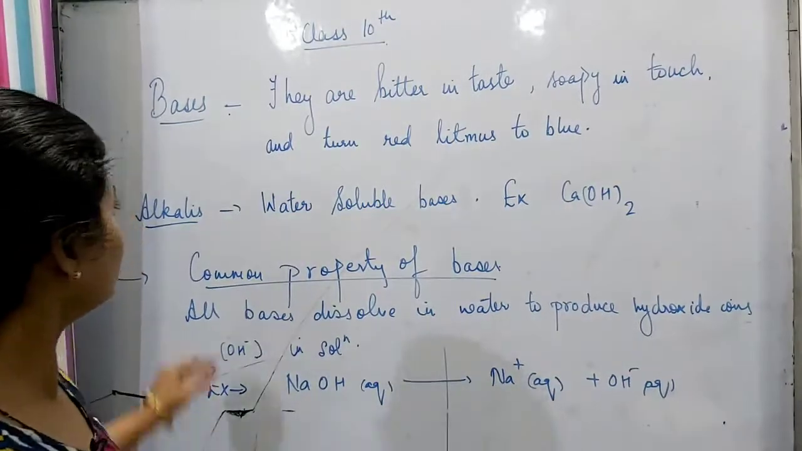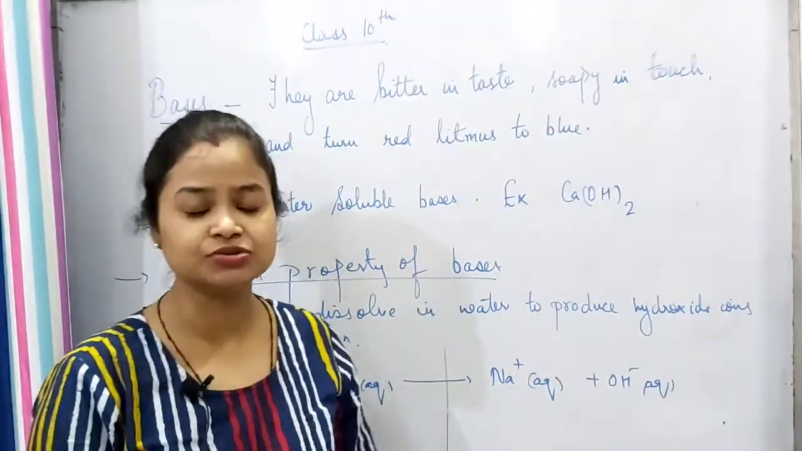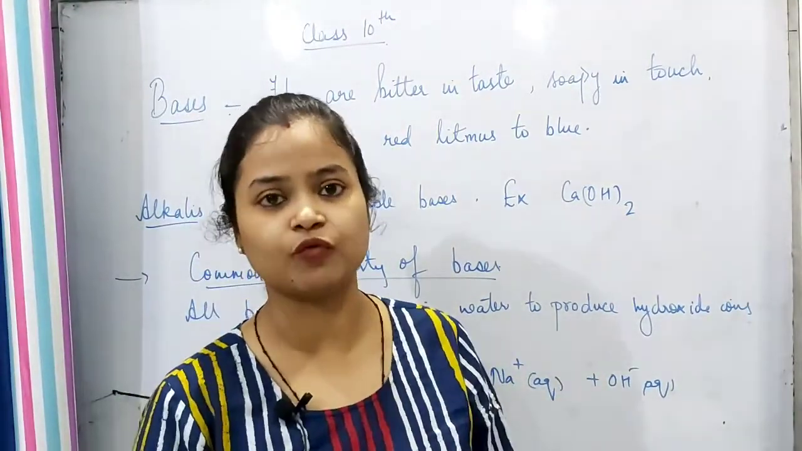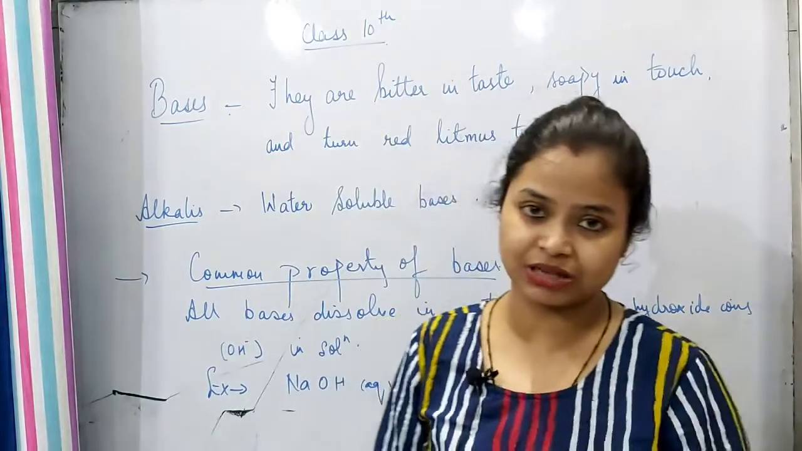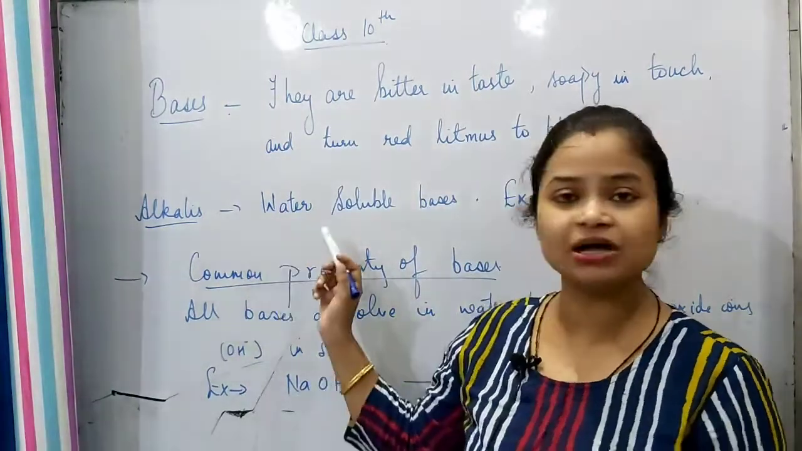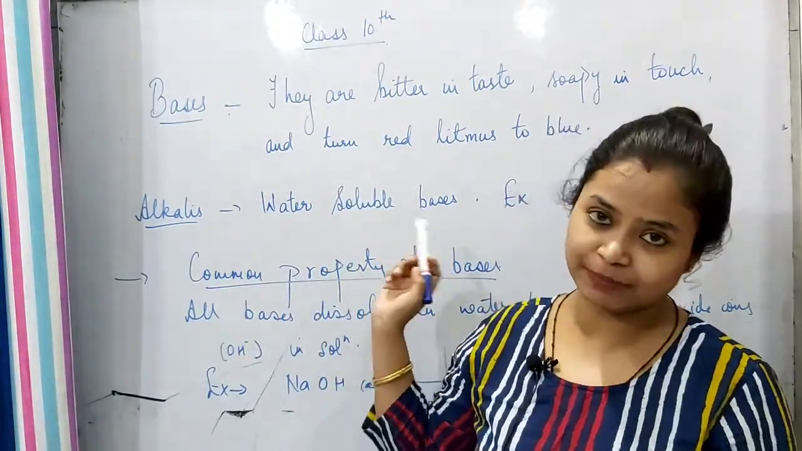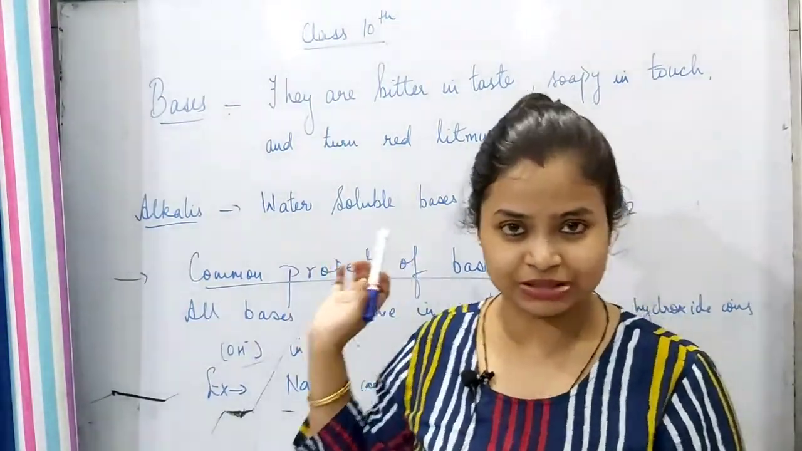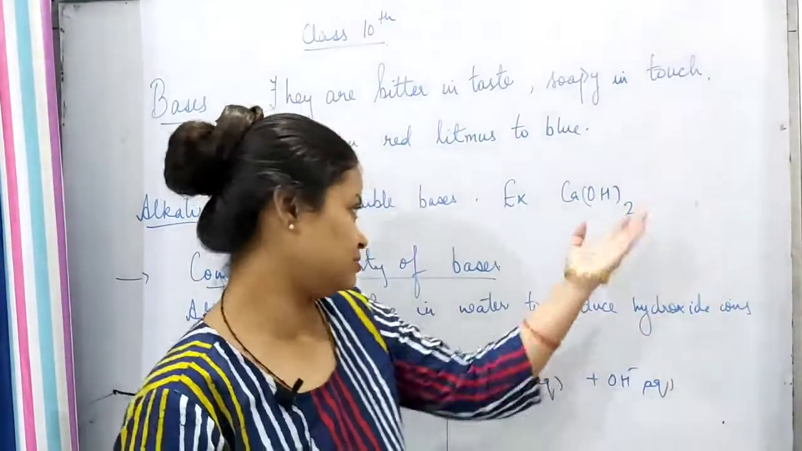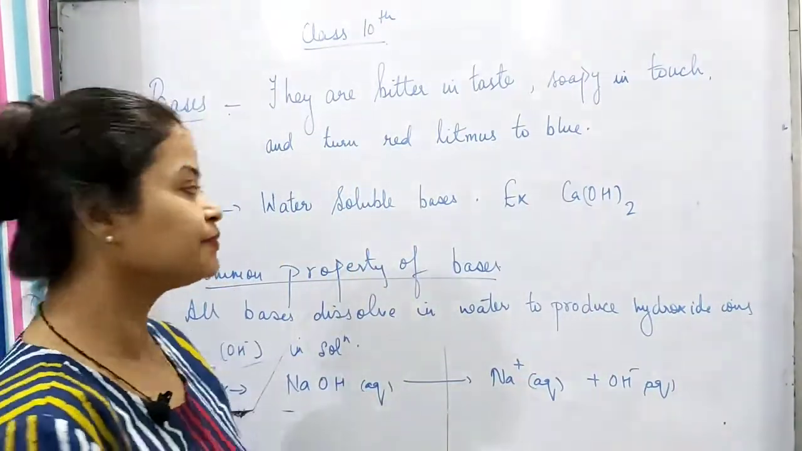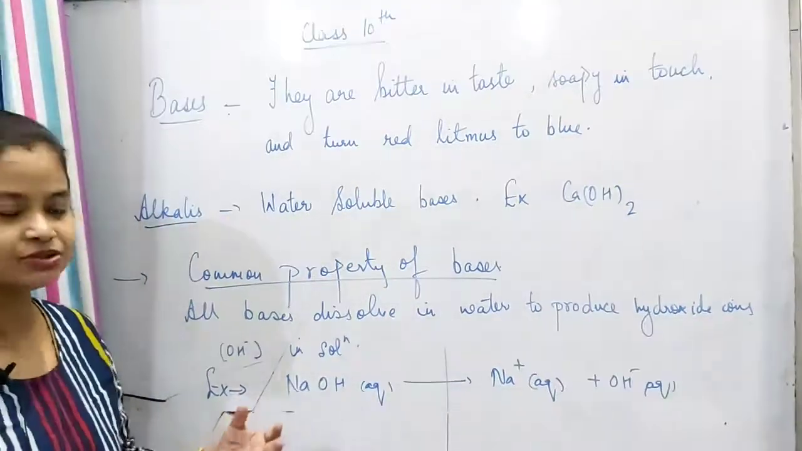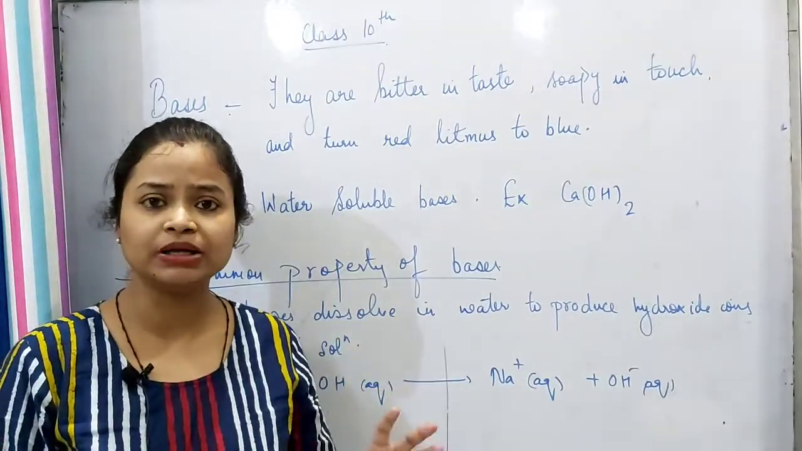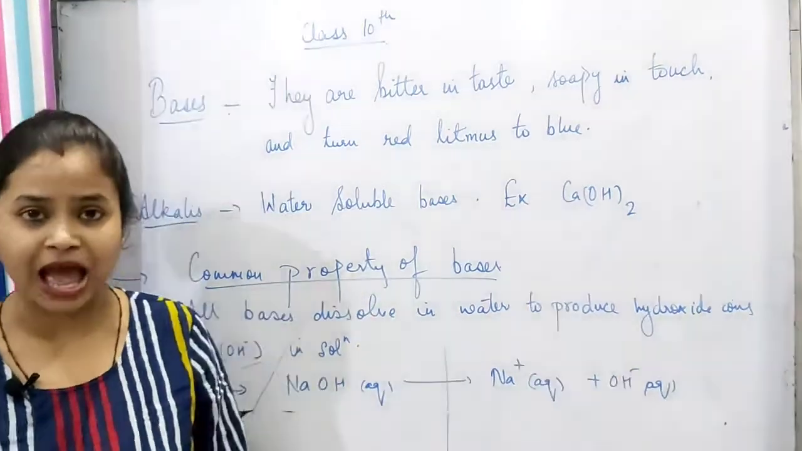Now see, there are certain bases which are water soluble. All those bases which are water soluble have been given the name alkalis. So alkalis are water soluble bases. Example is calcium hydroxide. There are many examples.